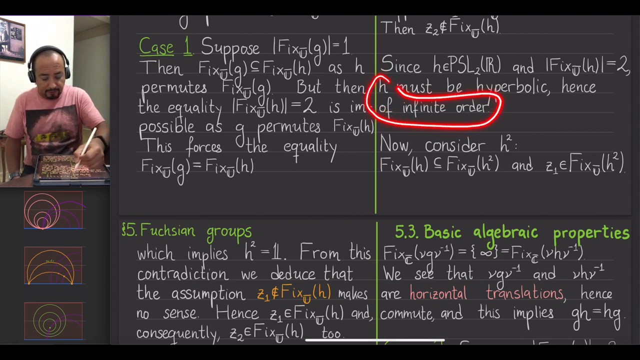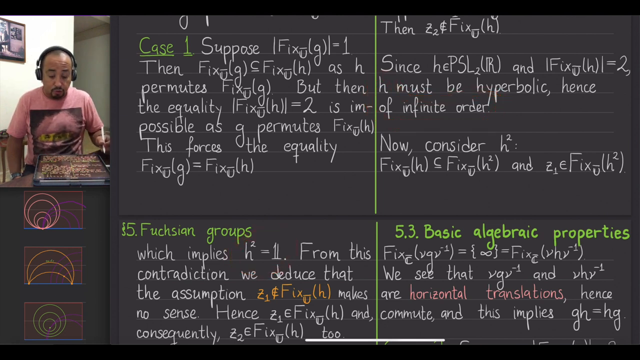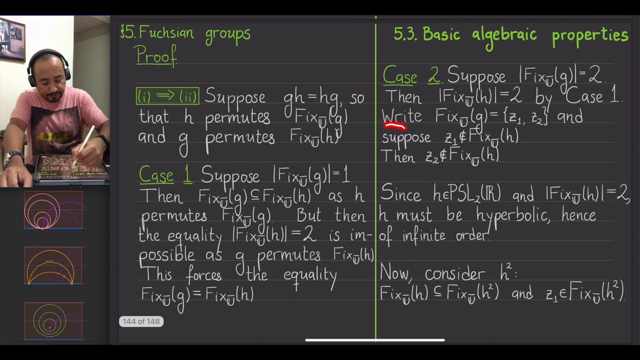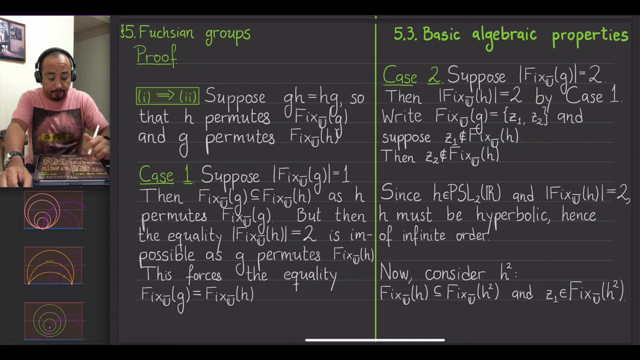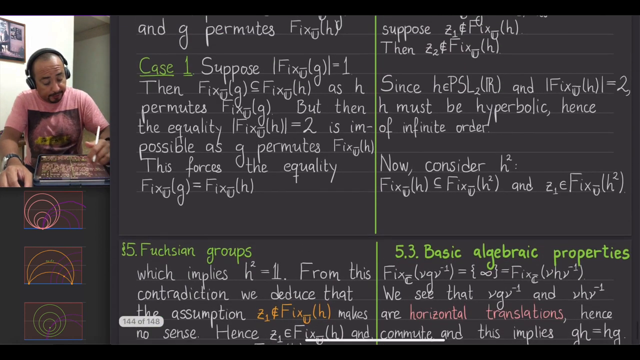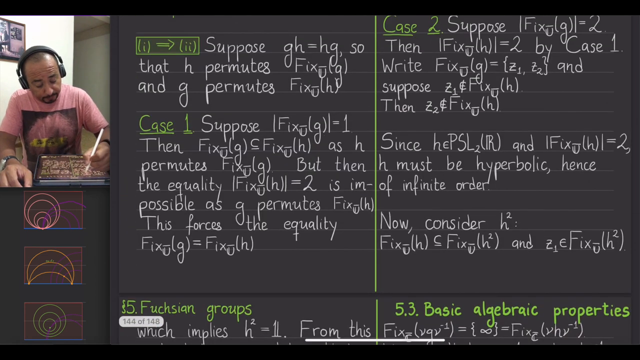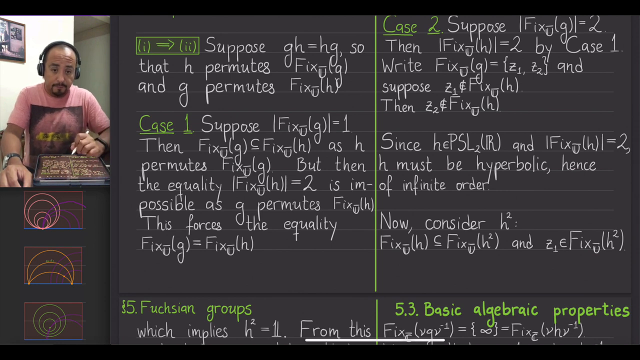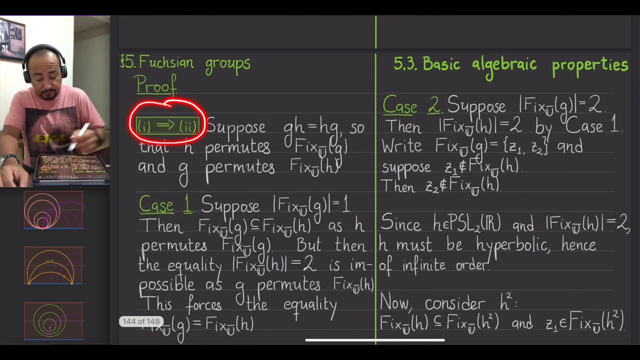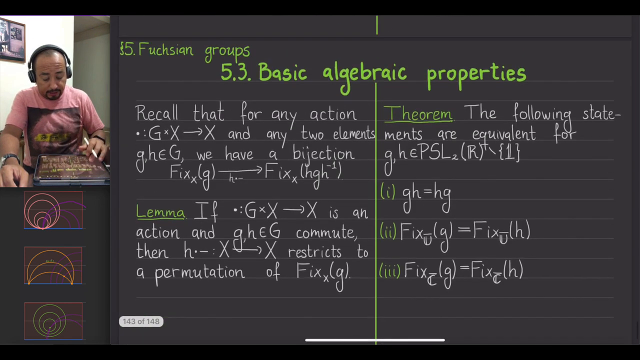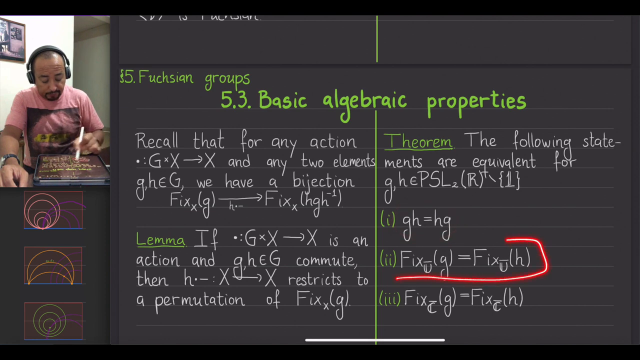On the one hand, we know it has infinite order. On the other hand, we know its order is 2. Okay, so that's impossible. So what must be happening is that this assumption must be wrong. So it must be the case that Z1 is a fixed point of H, right? And since H permutes this set, Z2 must be as well, right? So what we obtain is that the set of fixed points of G is contained in the set of fixed points of H, and they have the same cardinality, so they must be equal. And this finishes one implies two, right? Because in any case, we showed that under this assumption, these two sets of fixed points must be equal.